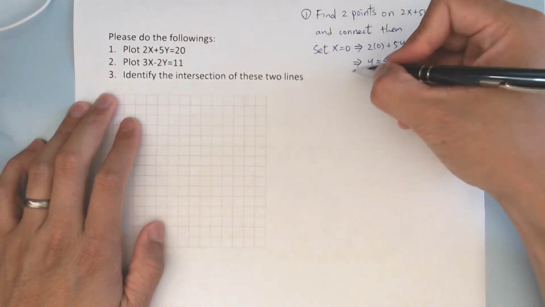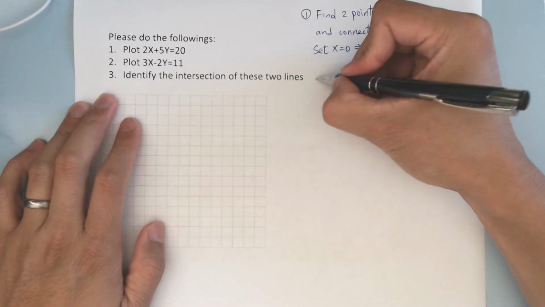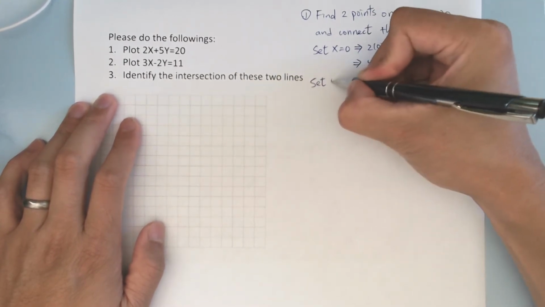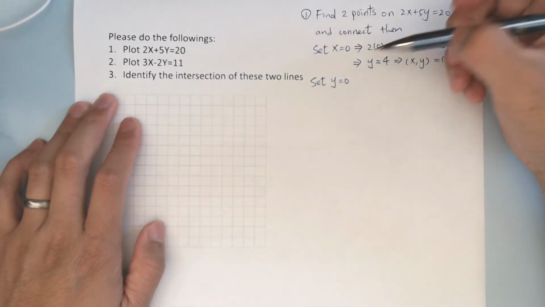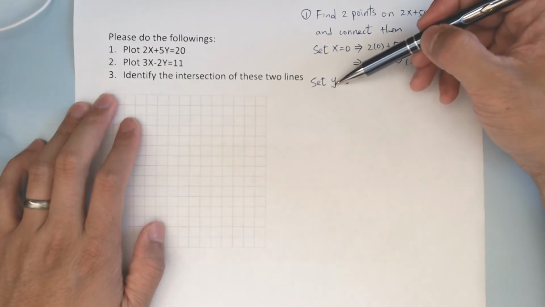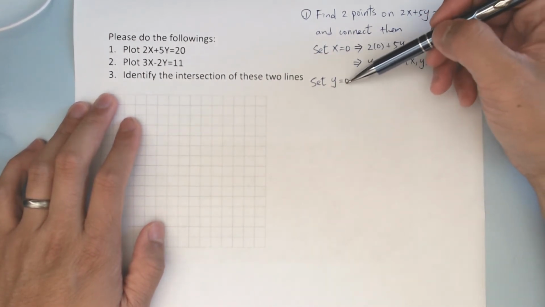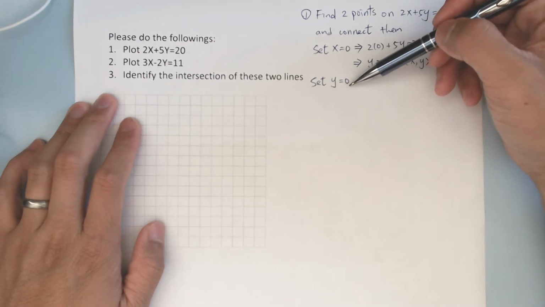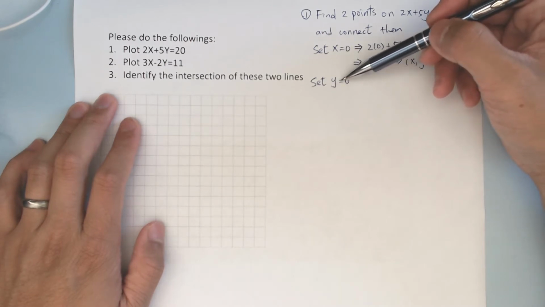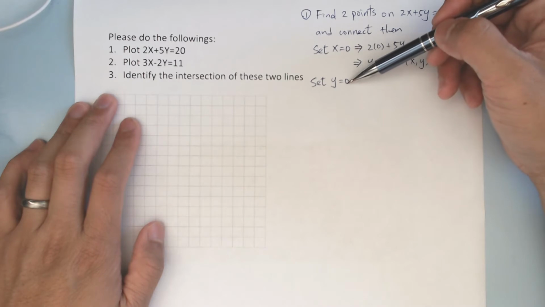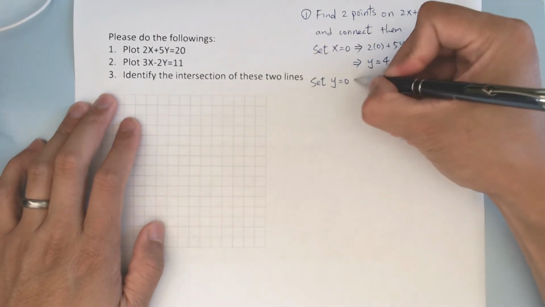Now let me find another point. This time I'm going to set y equal to 0. Again, why do I choose y? Well, it's kind of arbitrary. You can choose x. Why do I choose 0? Well, again, this is arbitrary. You can choose any number, but I'm choosing 0 because it makes my calculation easy.